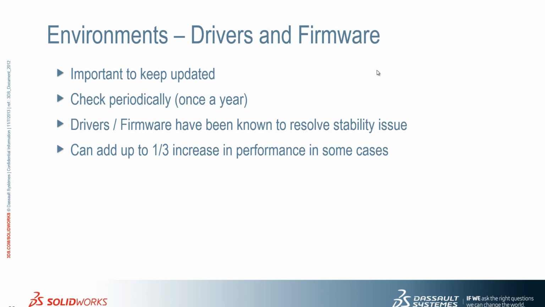The same goes for using the correct firmware as well. Firmware is like the base instruction set that the machine uses, like a BIOS, for instance. By making sure that you have the right firmware and drivers for your machine, it can improve stability and can improve speeds by up to a third.